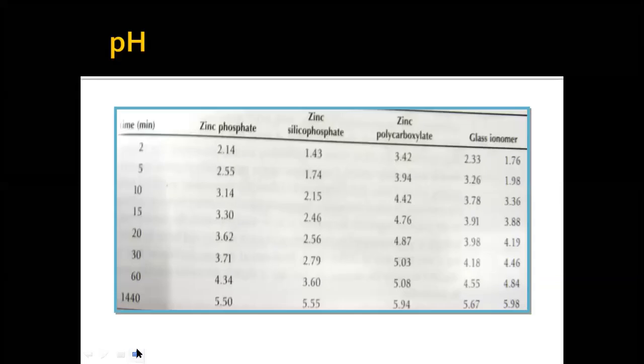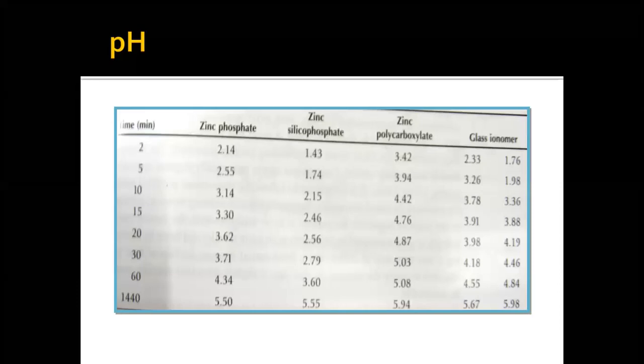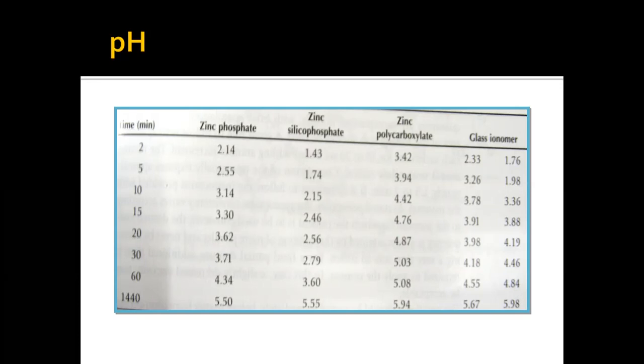Now pH. Which cement has the highest pH or which has the lowest pH over time? If you see the pH after 24 hours, that is the last one, it's the highest for glass ionomer, around 5.98, and zinc polycarboxylate, which is 5.94. Zinc phosphate has the least pH, which is 5.50.